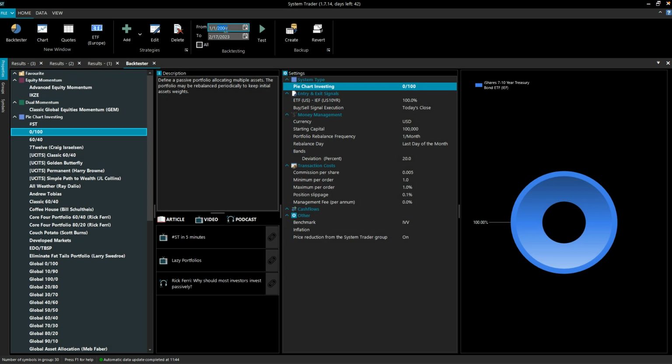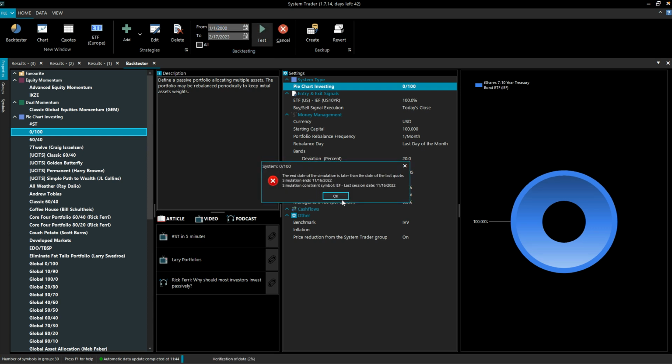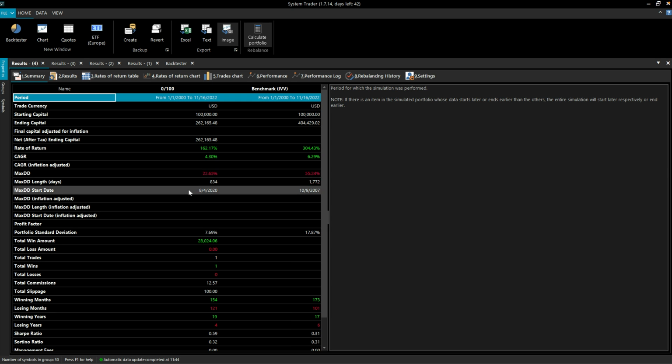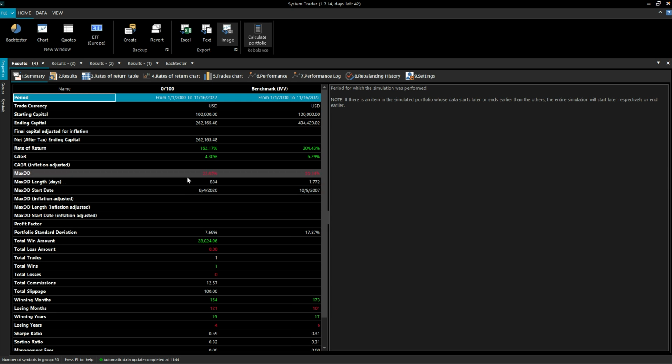And for example, let's make the simulation from the year 2000 and see the end result. As we can see, the portfolio had its worst time by 2020 and it was going down by over 20%. Fine. But this is in USD.